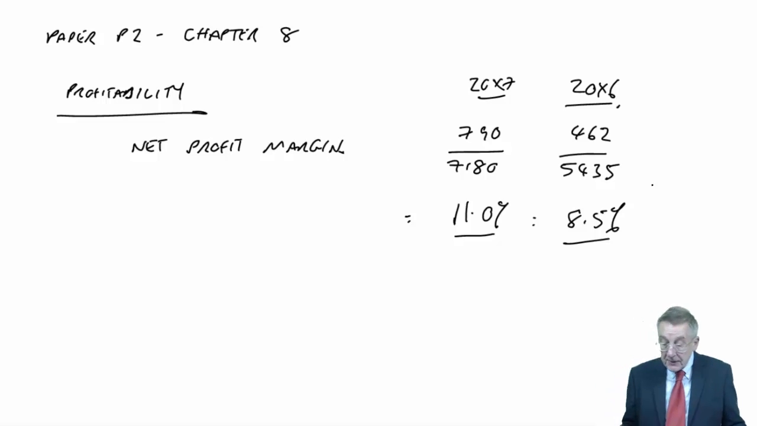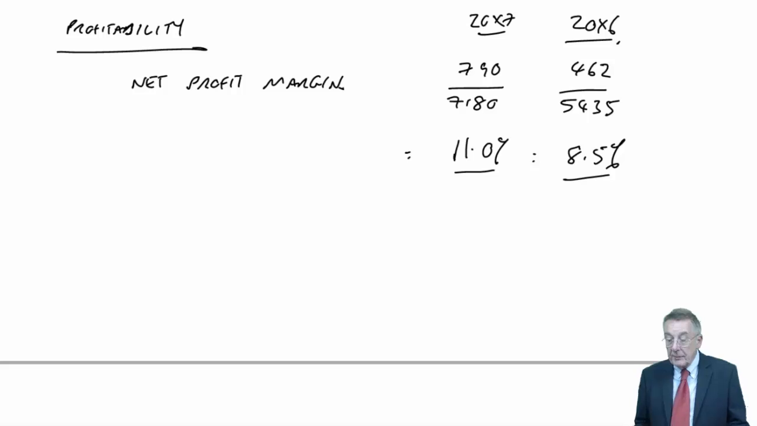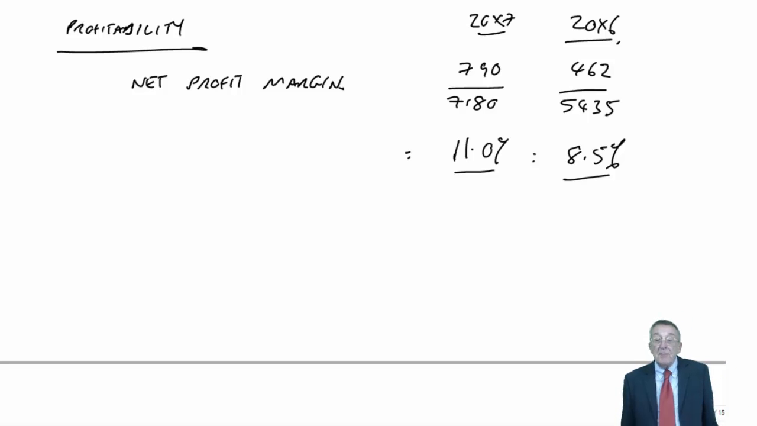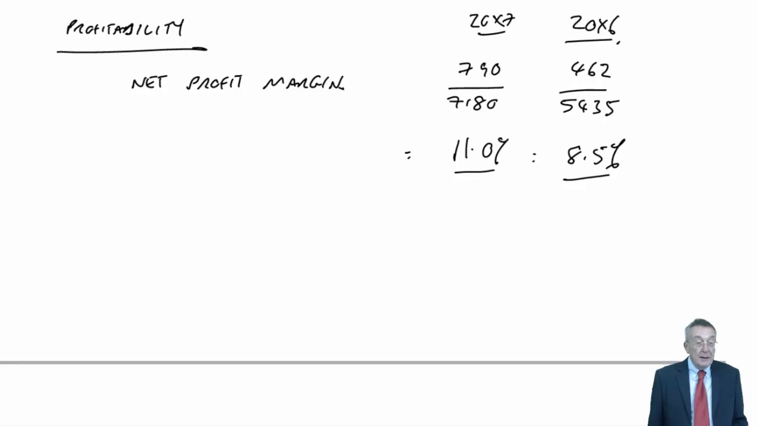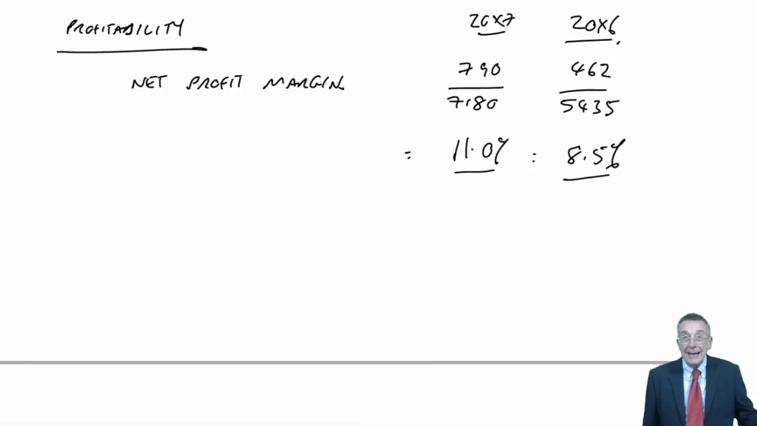However, I think it goes without saying, we have improved on that measure this year. Whatever we're selling, we are selling at a higher profitability. 11% is better than 8.5. We can look in slightly more detail though, because obviously the net profit is the revenue less the cost of sales and less the expenses.